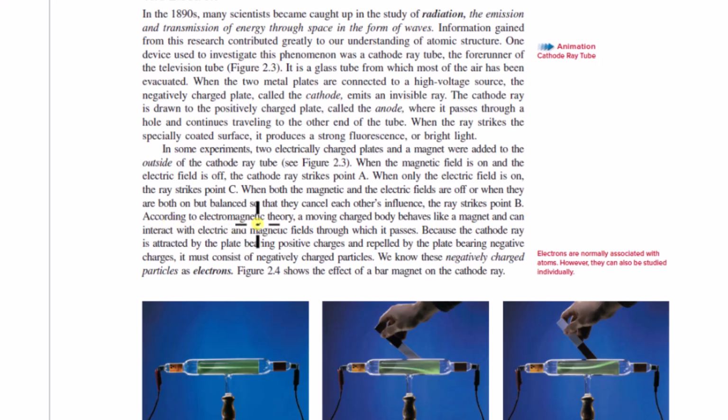According to electromagnetic theory, a moving charged body behaves like a magnet and can interact with electric and magnetic fields through which it passes. Because the cathode ray is attracted by the plate bearing positive charges and repelled by the plate bearing negative charges, it must consist of negatively charged particles. We know these negatively charged particles as electrons.